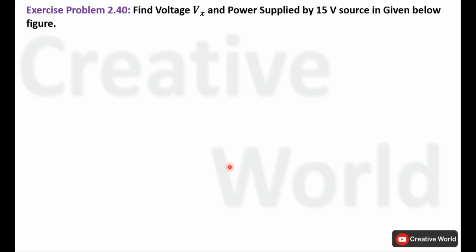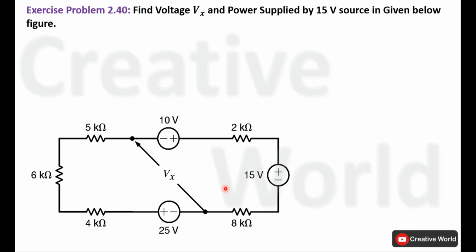Exercise problem number 2.40. Find voltage Vx and power supplied by the 15 volt source in the figure given below. This is the circuit diagram of the given problem. We have to find the voltage between these 2 points labeled as Vx and also find the power supplied by this 15 volt source. So without wasting time, let's proceed towards the solution.